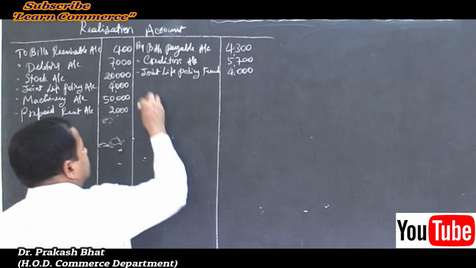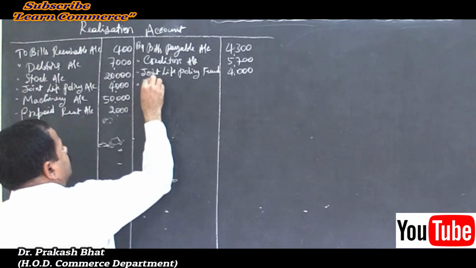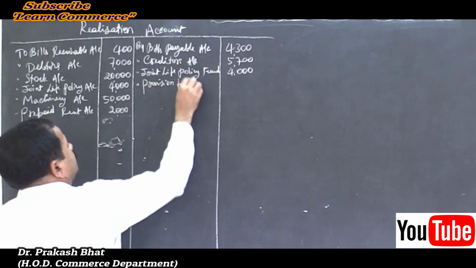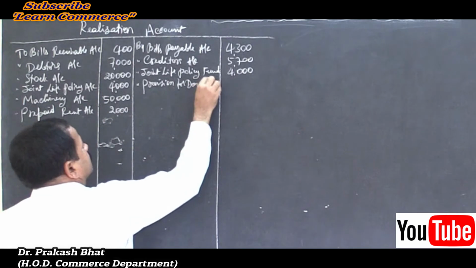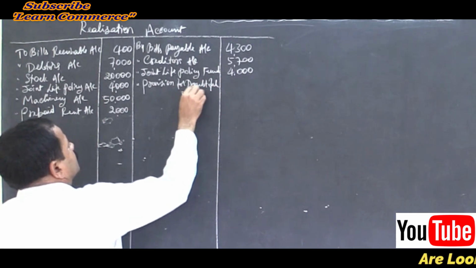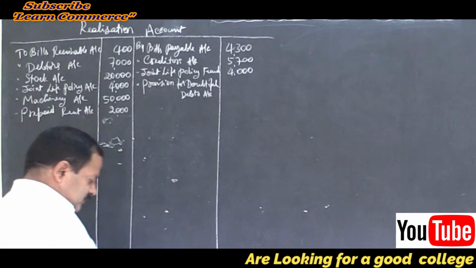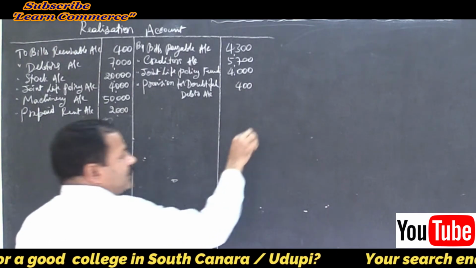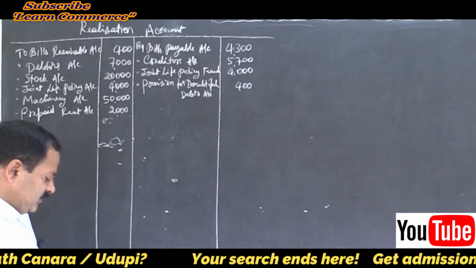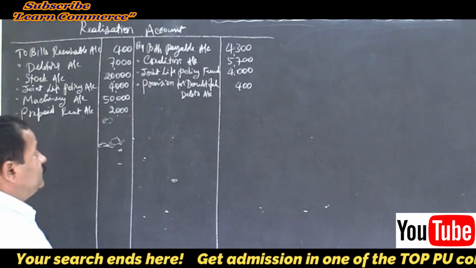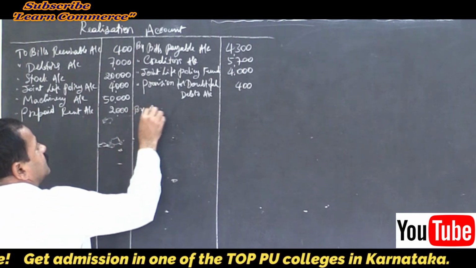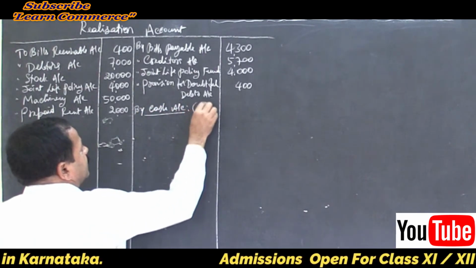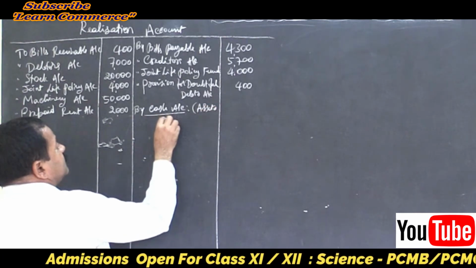Then PDD, provision for doubtful debts. How much is it? 400. Then, no, let us sell the assets. We'll get cash. By cash account, assets realized, within bracket, assets realized.